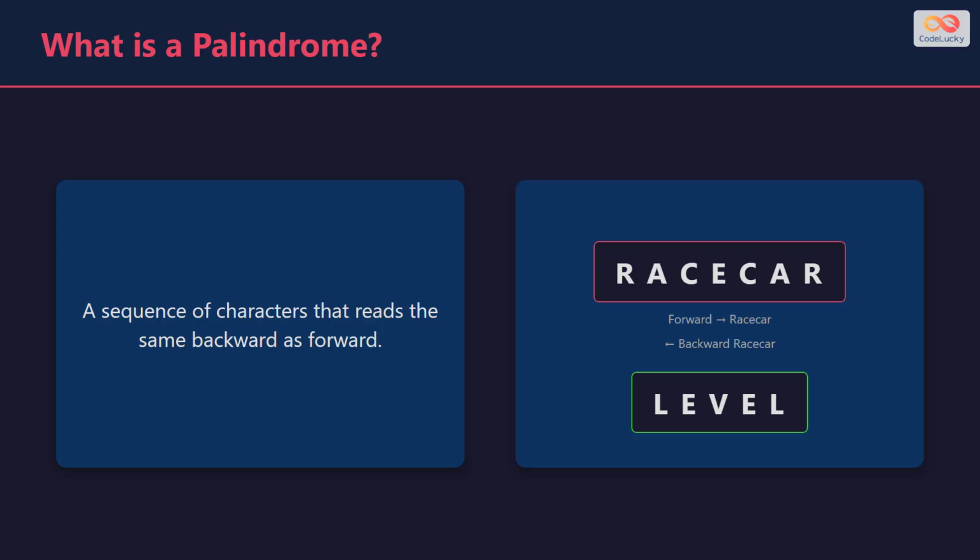First, let's briefly review what a palindrome is. A palindrome is simply a sequence of characters that reads the same backward as it does forward. Common examples include words like radar or level, or even phrases like race car. Notice how the first letter matches the last, the second matches the second to last, and so on.